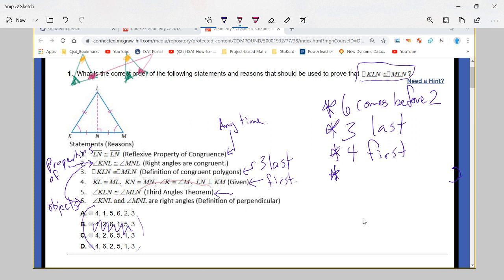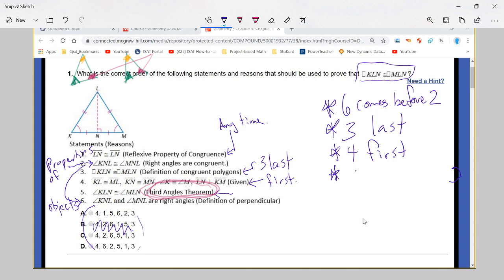So if they're using this third angles theorem, what they're telling you is that before you could use this, you would have to prove that the green angles are congruent and that the yellow angles are congruent. Until you've proven that, you can't prove that the red angles are congruent. You can't use the third angles theorem. So 5 is going to have to be after.